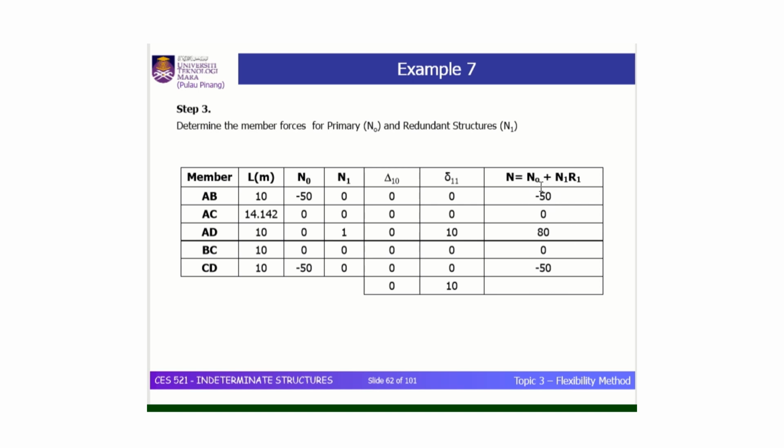For example, how do we get minus 50? Here N0 is minus 50 and N1 is 0. So minus 50 plus 0 gives minus 50. Because N0 and N1 are 0 here, it is 0. For AD, N0 is 0 and N1 equals 1, so 1 multiplied by 80 gives 80 here. It is similar for BC and CD. So in this example, they ask you to determine the internal forces for the indeterminate structure. This is the answer: the internal forces for the indeterminate structure.